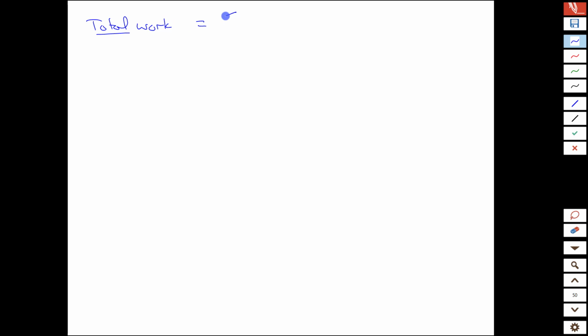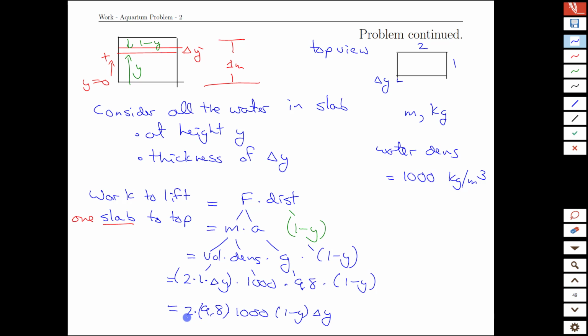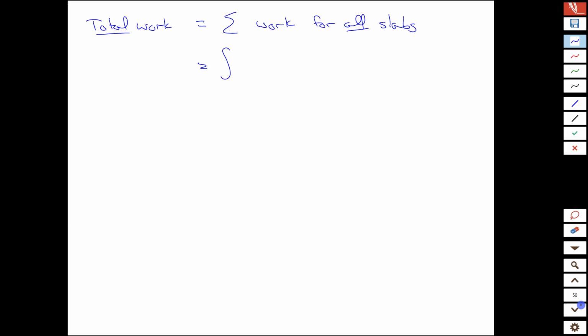So the total work required is going to be the sum of the work for all slabs. And that's going to be represented by an integral as we let our delta y get smaller and smaller. And it's going to be based on this amount for each individual slab. So 2, 9.8, 1,000, and 1 minus y. And the delta y turns into a dy. And that's almost everything. The only thing remaining is the limits of integration.